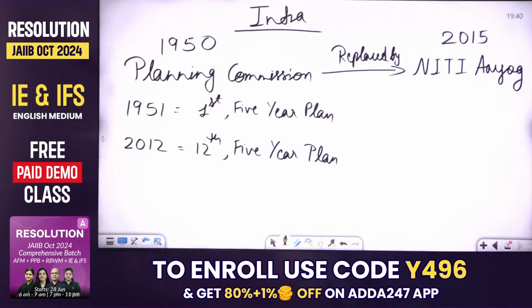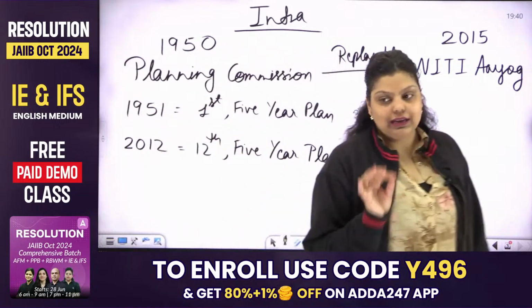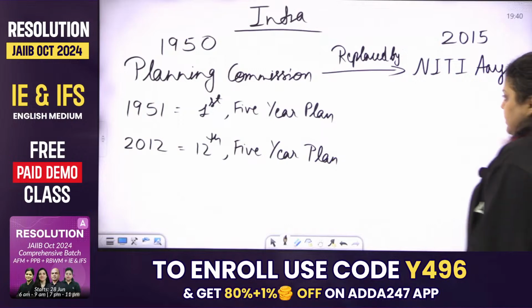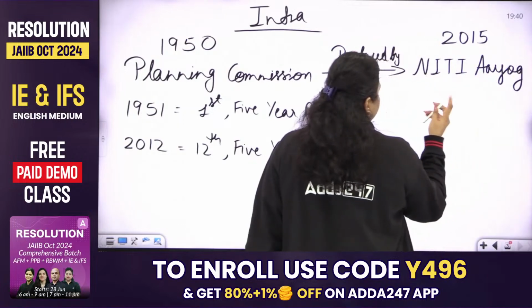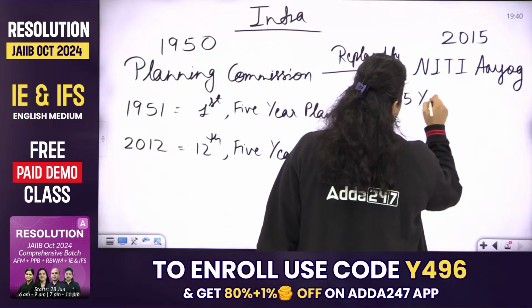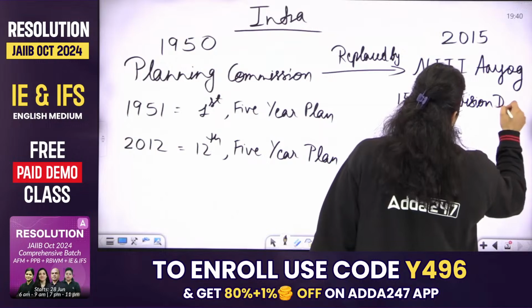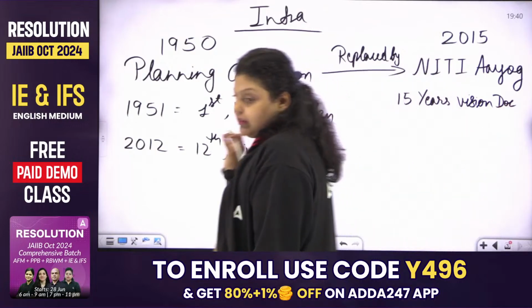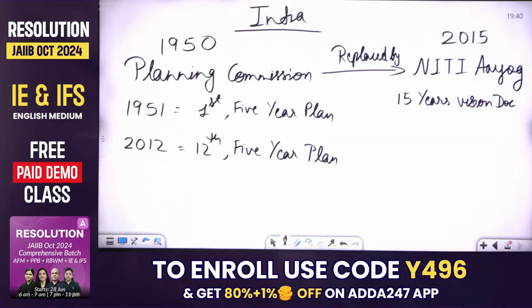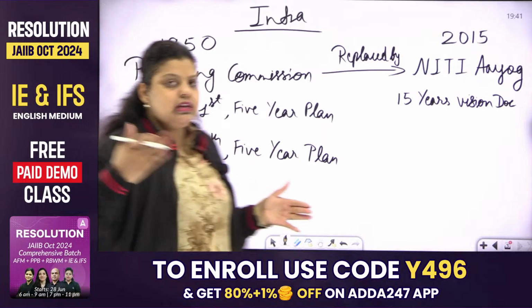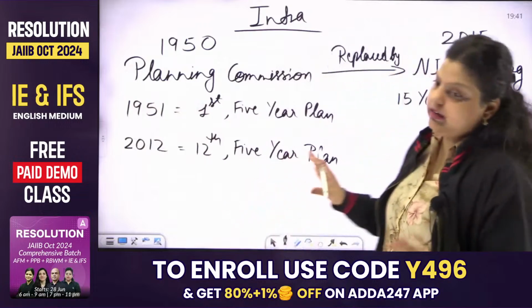Okay, so no, the Niti Aayog does not perform 5-year planning. The Niti Aayog has been doing its own planning since 2017. The Niti Aayog has introduced the 15-year vision document, in which it has defined what targets we are taking to develop the economy in the next 15 years. So the 15-year vision document has been introduced by the Niti Aayog.